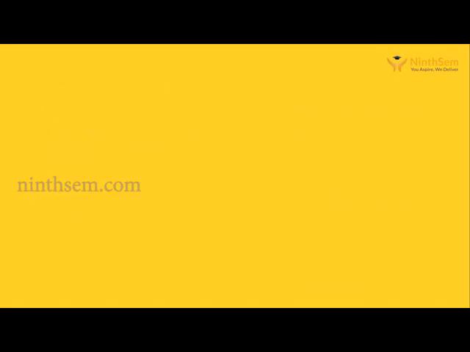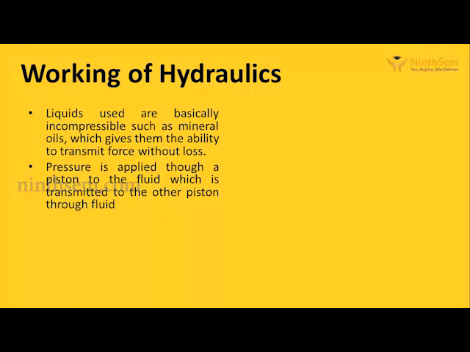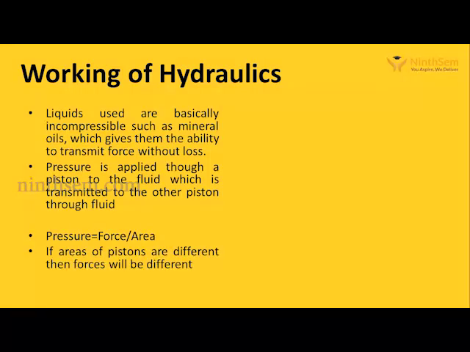Typically, the fluid used in a hydraulic system is an incompressible liquid such as mineral-based hydraulic oil. Pressure is applied by a piston to fluid in a cylinder, causing the fluid to press on another piston that delivers energy to a load. If the areas of the two pistons are different, then the force applied to the first piston will be different from the force exerted by the second piston.